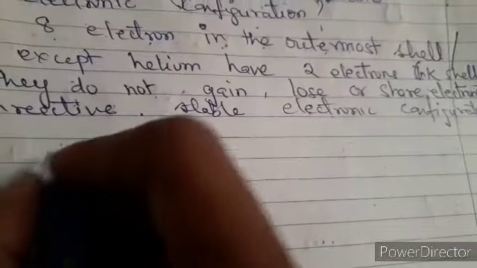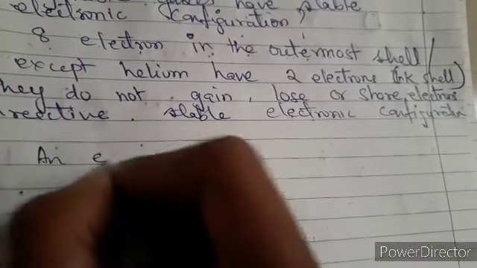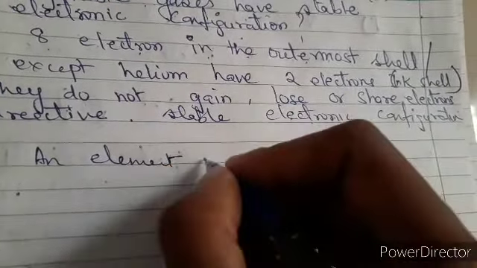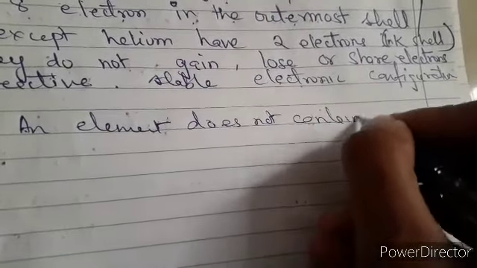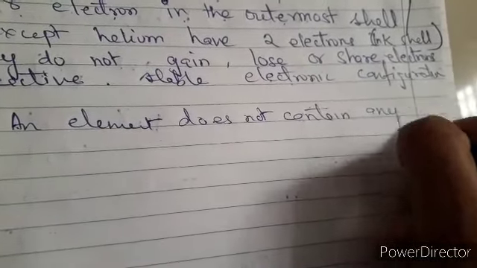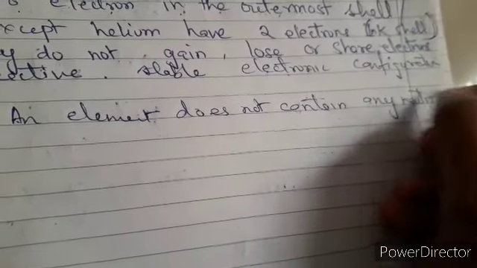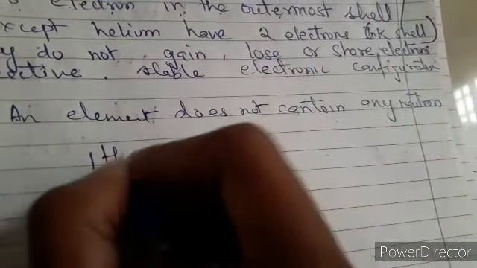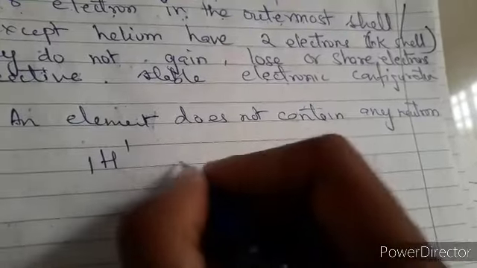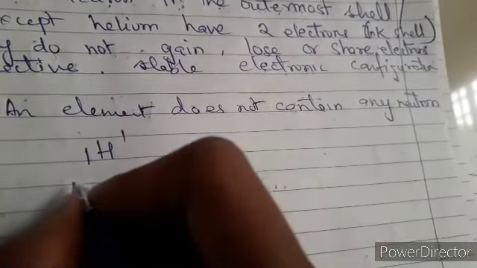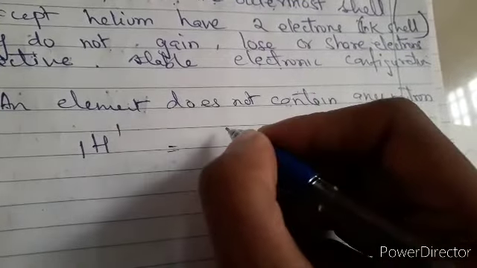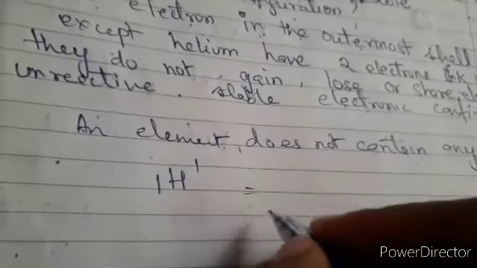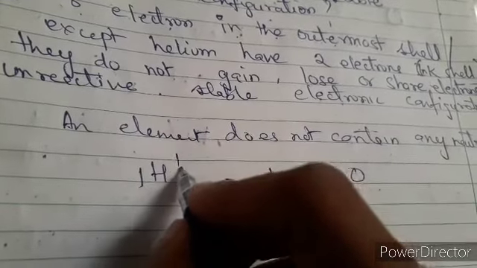Now there is one more question. There is one element which does not contain any neutron. Let's focus on it. Which one is this? If you remember hydrogen, it's like this. You know that if you subtract the atomic number from the mass number, then you will get 0. 1 minus 1 is 0, because atomic number is 1, mass number is 1.